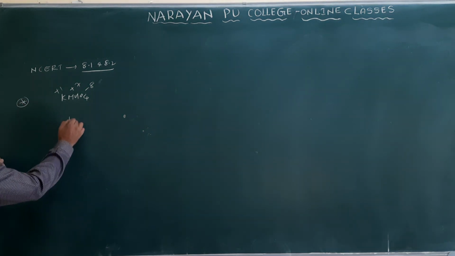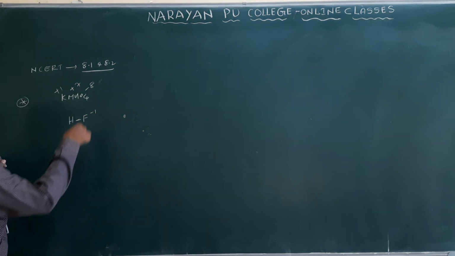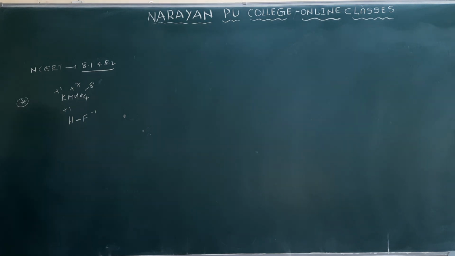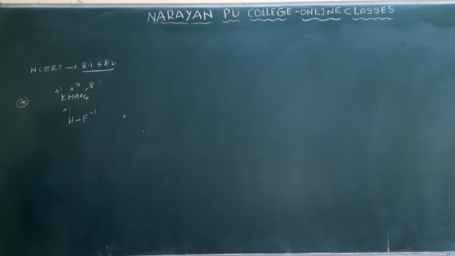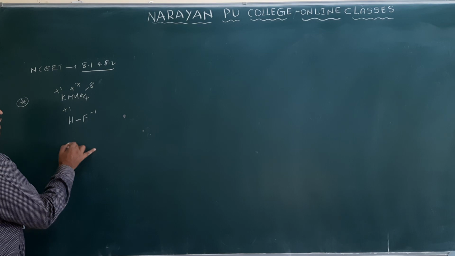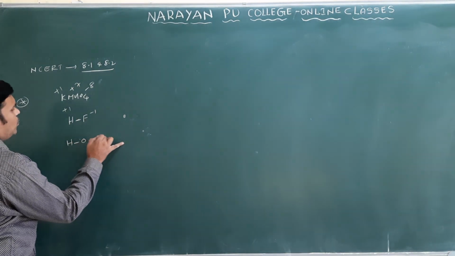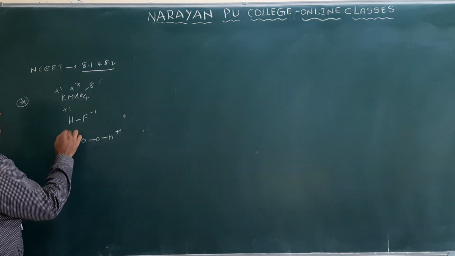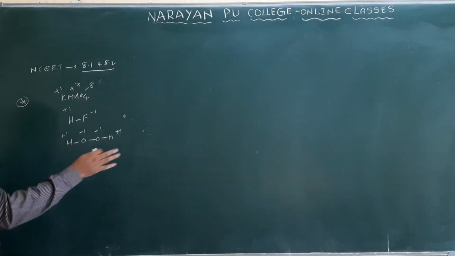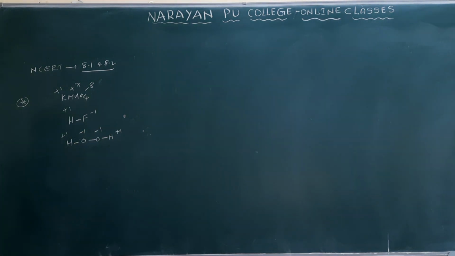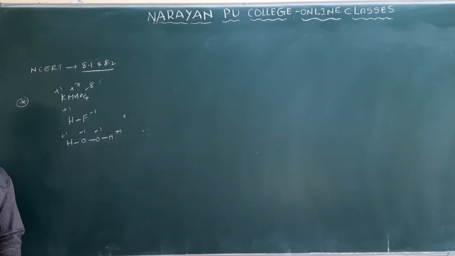If you take HF, fluorine is minus 1, hydrogen is plus 1, altogether 0 only. If you take water, or hydrogen peroxide, H-O-O-H, this is plus 1, plus 1, this is minus 1, minus 1. What is the sum of oxidation states? 0 only. One element's oxidation state you can write, and for the other element you write the opposite charge, but the sum of oxidation states of all the elements in a molecule is 0 only. Keep this concept in mind while writing oxidation states of compounds.